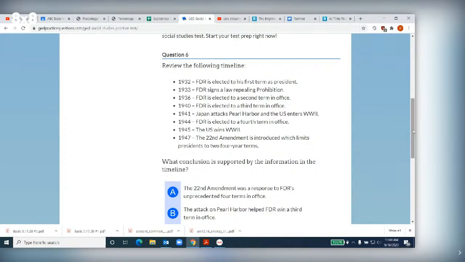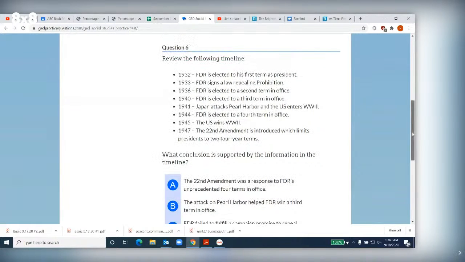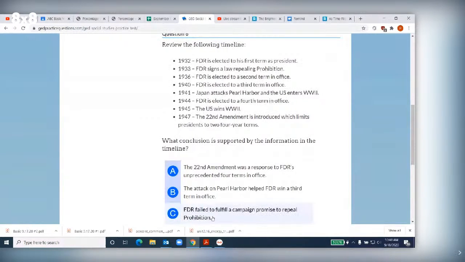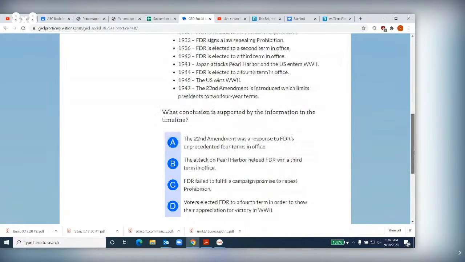The attack on Pearl Harbor helped FDR win a third term in office. Maybe, but it doesn't say that definitively. So without any evidence, we don't know that. C, FDR failed to fulfill a campaign promise to repeal prohibition. Well, he did repeal prohibition, so it's not C. And voters elected FDR to a fourth term to show their appreciation of victory in World War II. Maybe, but it doesn't say that anywhere in that. So once again, you'd have to infer or guess that.